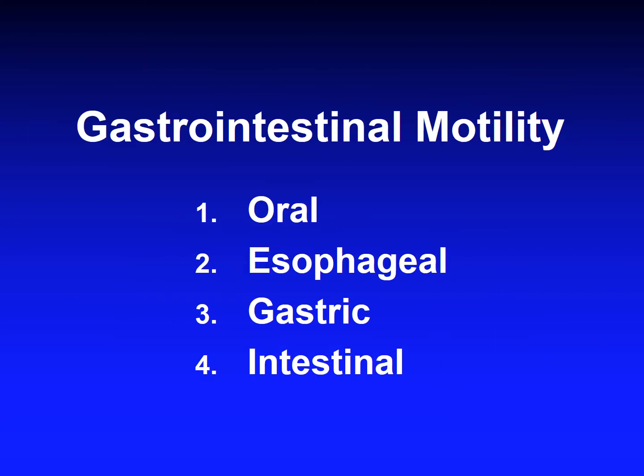These are the different parts of the gastrointestinal tract, starting all the way from the oral cavity, then comes the esophagus, then the stomach, and after that, the small and the large intestines. What I will do now is I will talk about each of these parts. I will mention the motility patterns for each of these parts. So we'll start with the oral cavity.